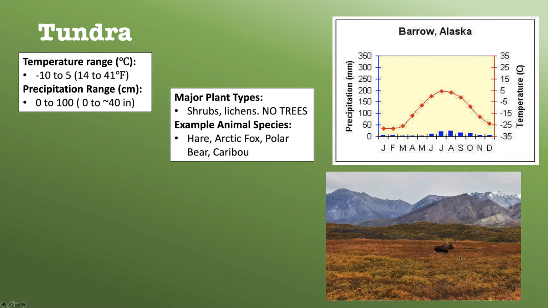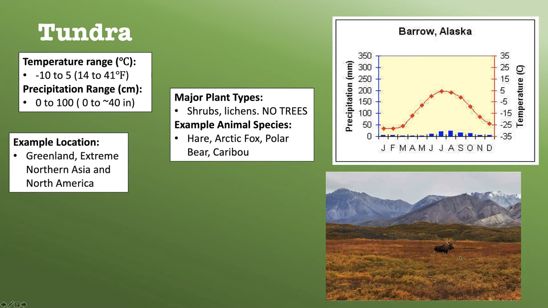Animal species, we're looking at hare, Arctic fox, polar bear, caribou. This is not all the species. This is just a sampling. There's dozens more, but this is just a small sampling of what we got. And the rest of these biomes will have similar flow. We're looking at Greenland, extreme northern Asia, so that's northern Russia, and extreme northern North America. Those are all places where you find this biome. You don't usually find it in the southern hemisphere. It's mostly in the northern hemisphere.